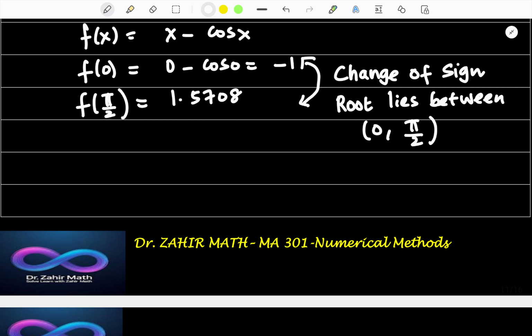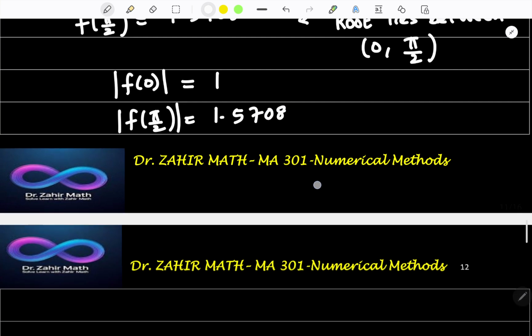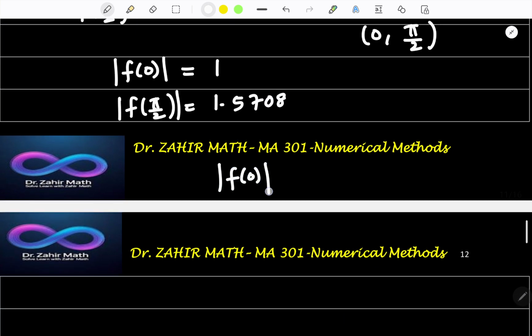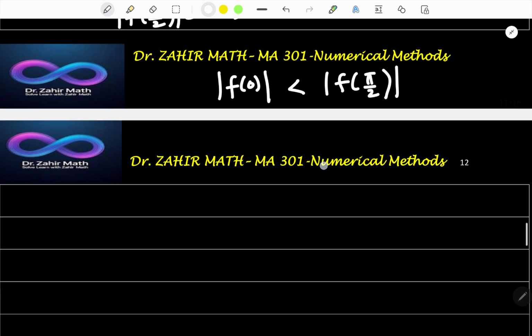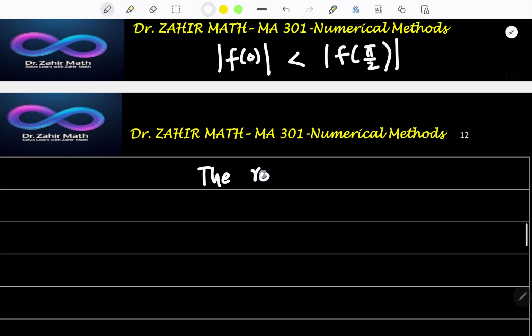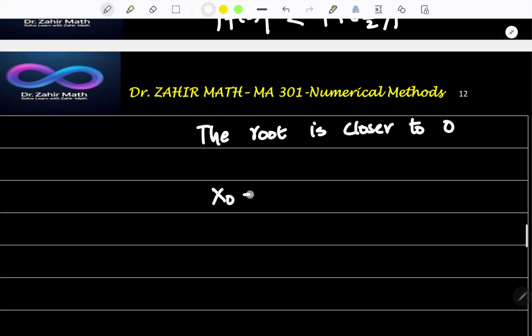Let us start. The absolute value of f of 0 is equal to 1 and the absolute value of f of pi by 2 is equal to 1.5708. So the absolute value of f of 0 is less than the absolute value of f of pi by 2, so the root is closer to 0. So I'm taking the initial approximation x naught is equal to 0.1.